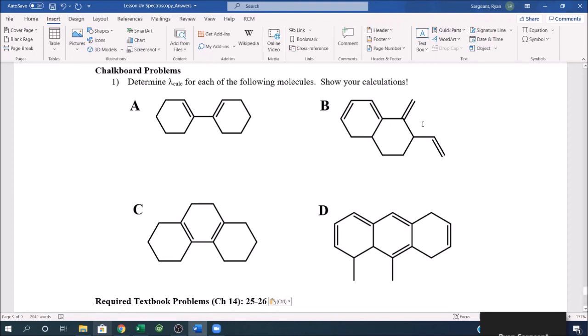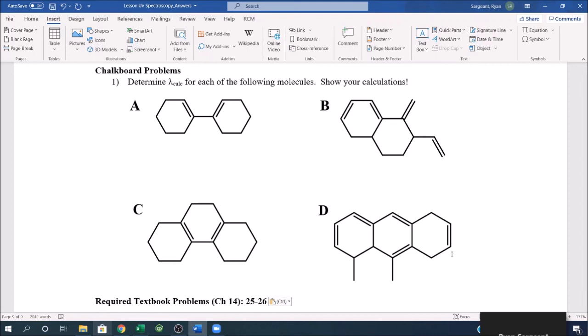Just a couple things to point out to be wary of. In letter B right here, there are a total of 1, 2, 3, 4 pi bonds, but they're not all conjugated with each other. Conjugation means that they are connected by a continuous row of sp2 hybridized carbons. And letter D has the same issue. There's a lot of pi bonds in here, but not all of them are fully conjugated with the pi system, and so they don't affect the lambda calc. So be on the lookout for those.